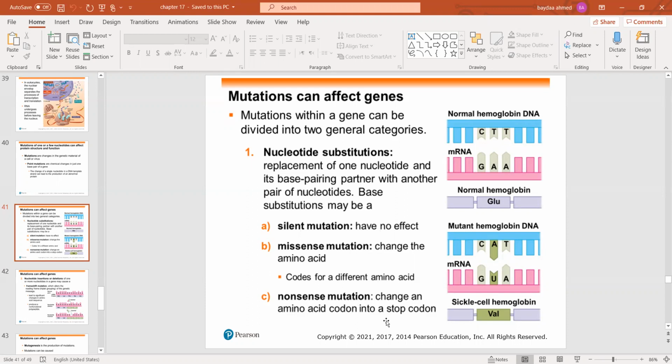But a point mutation can also change a codon for an amino acid into a stop codon. This is called a nonsense mutation, and it causes translation to be terminated prematurely. The resulting polypeptide will be shorter than the polypeptide encoded by the normal gene. Most nonsense mutations lead to non-functional proteins.